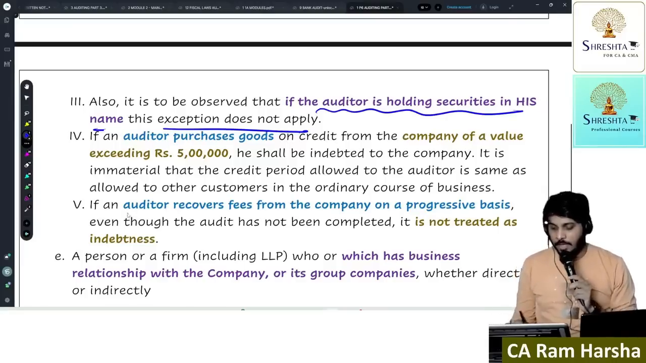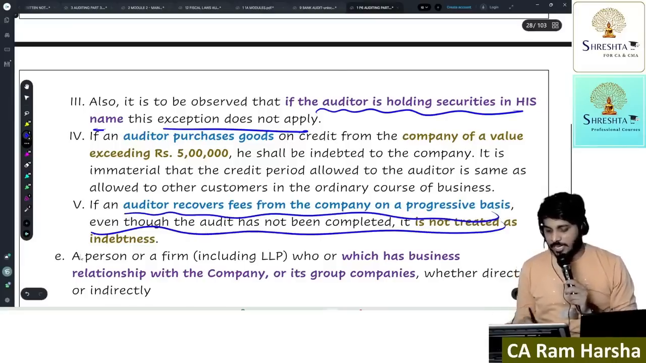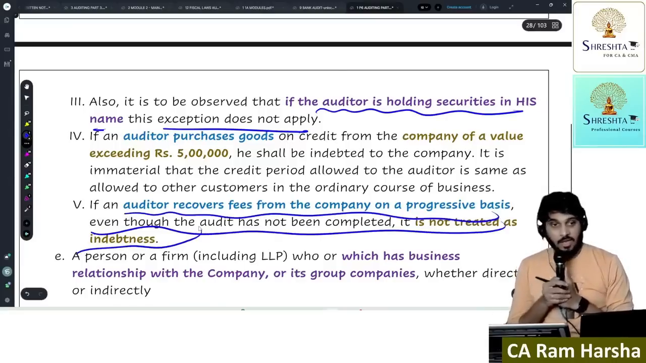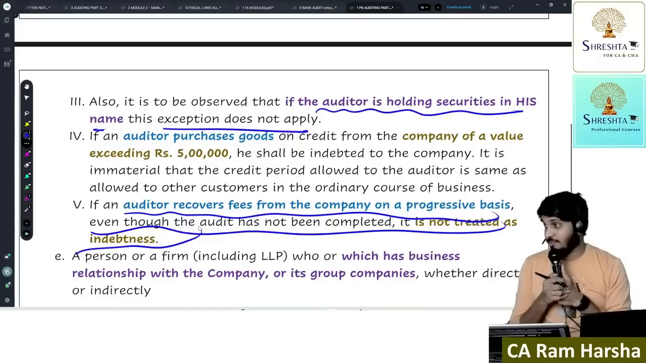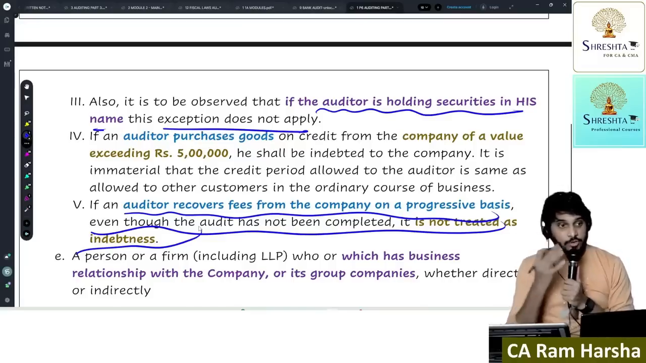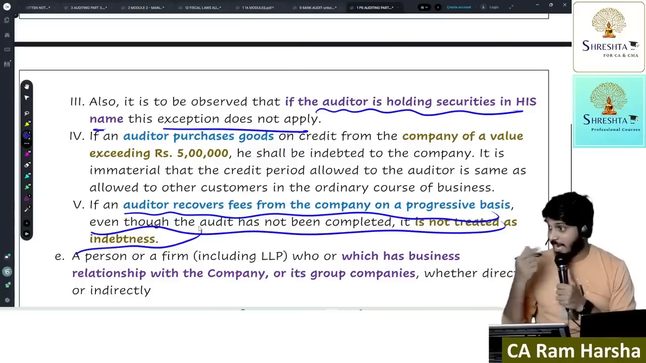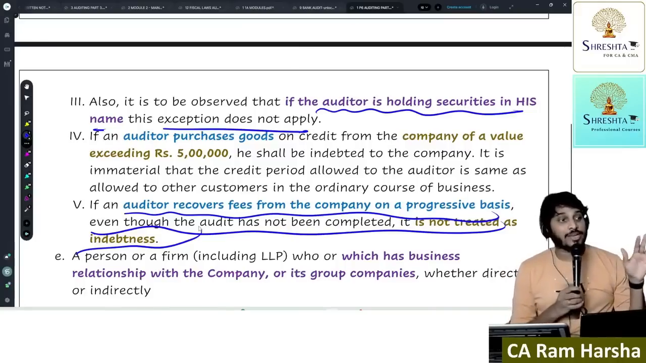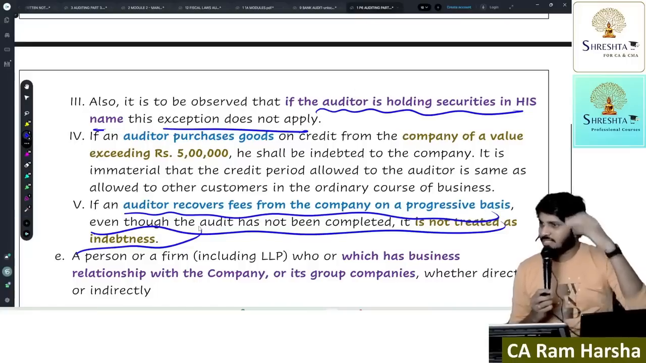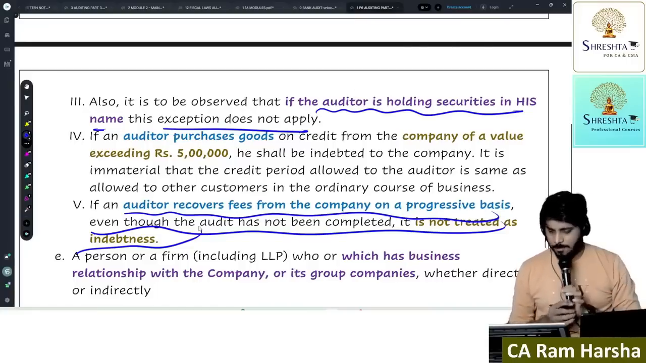Correct? Now, can an auditor receive audit fees in advance? Can I take the entire audit fee in advance? If you take the entire audit fee in advance before you start the work, it will again become indebtedness, no? Before you start work, how can you take the fee? Which means you are taking an advance. Advance is indebtedness. So take fees only on a progressive basis. Finish some percentage of work, take fees. That is permitted.